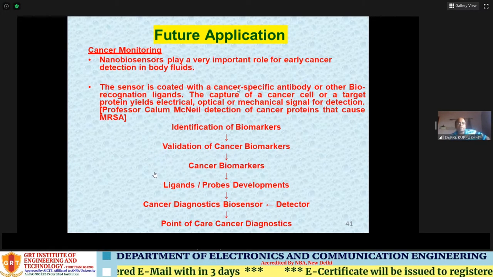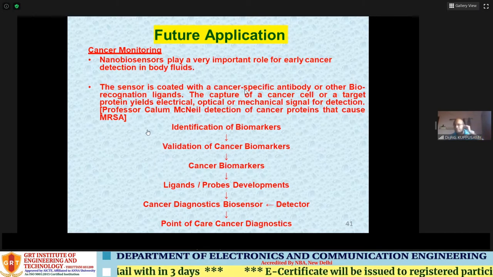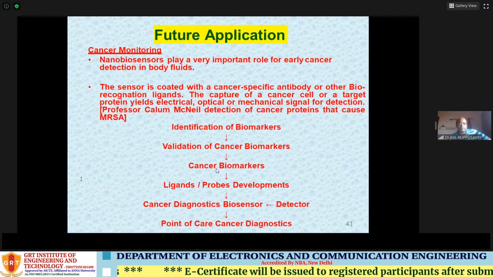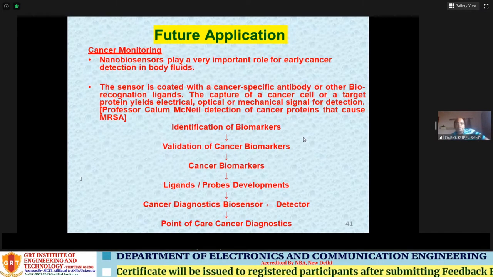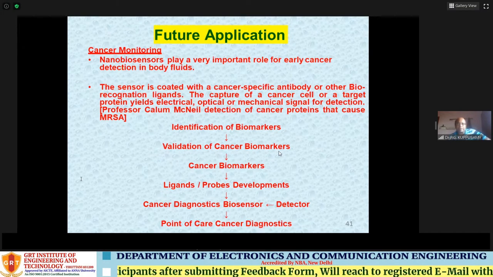This can be used to find out the cancer cells. So here I have given the algorithm for how to identify the system. Identification of biomarkers. Biomarkers is nothing but your biosensors. So, validation of cancer biomarkers.